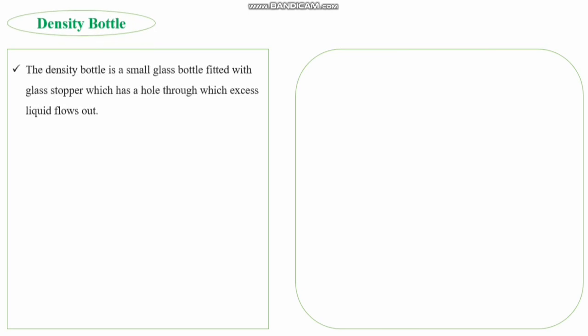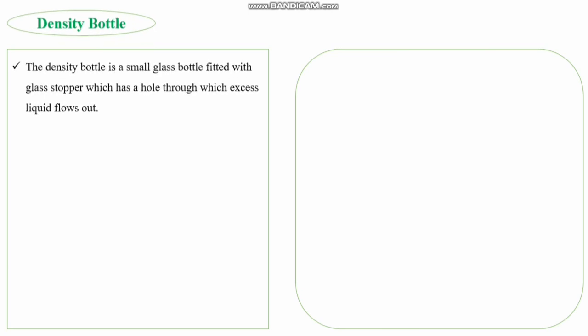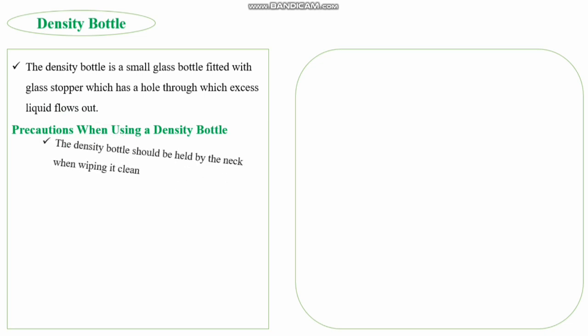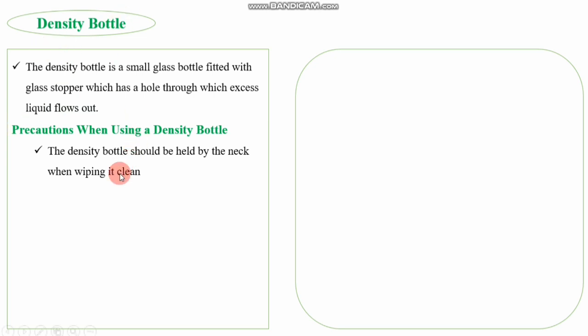Now let us look at the density bottle. The density bottle is a small glass bottle fitted with a glass stopper which has a hole through which excess liquid flows out. There are a number of precautions when you are using a density bottle. The first one is that the density bottle should be held by the neck when wiping it clean, because if you touch it at the base, there are chances that the liquid in that density bottle will expand, and that will result in inaccuracies.